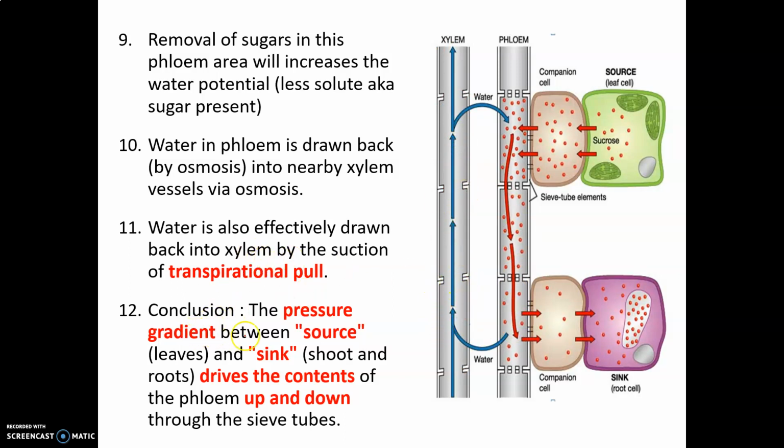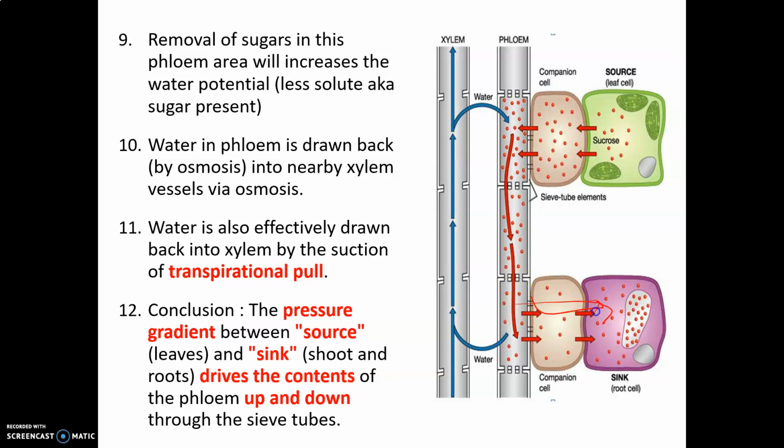Conclusion, the pressure gradient between the source and the sink, which is let's say contohnya adalah between the shoot ataupun pucuk, the one yang ada daun, dengan root, drives the contents of the phloem to be pushed up and down through the sieve tubes lah. Dia boleh jadi naik atas ataupun dia boleh turun bawah. But basically disebabkan adanya difference in the pressure, okay, dia akan ditarik masuk ke bawah, masuk ke dalam sink.